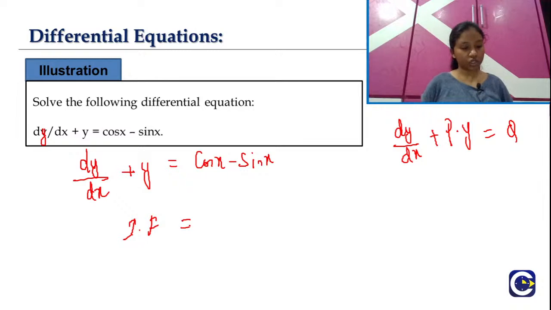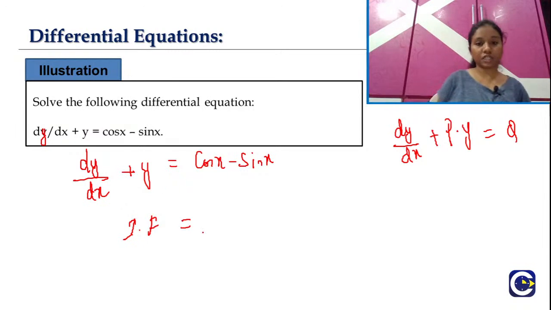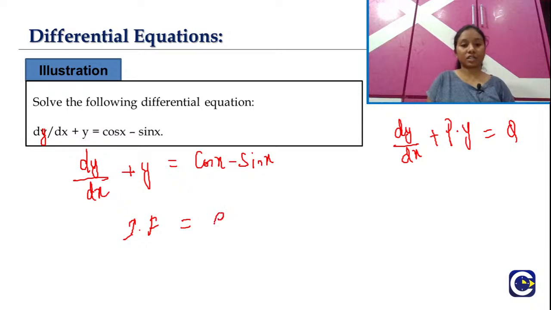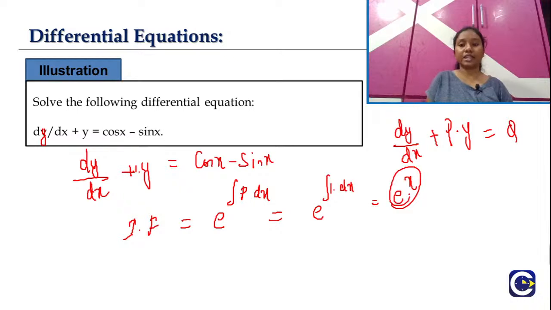Okay, Sivaranjani has already given the integrating factor, e power x, perfectly correct. So the integrating factor is e power integration of p dx. Here, what is p? Comparing with our standard form, p is a constant which is 1. That means e power integration of 1 dx, which is equal to e power x. So we got the integrating factor here.